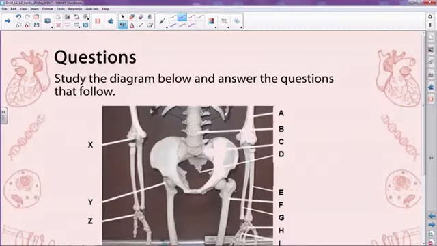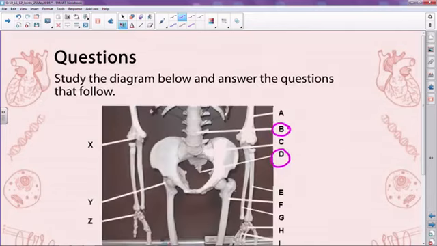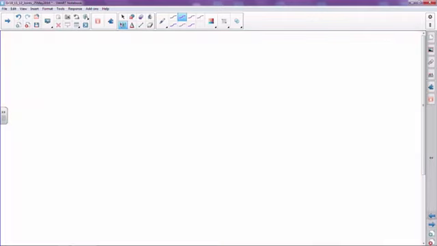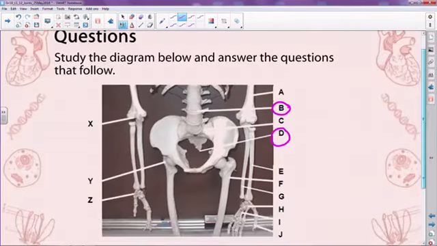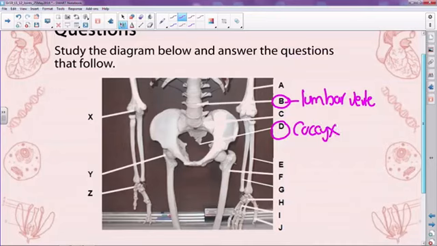Now, the axial skeleton, if you have a look here, you should see number B and number D. The question asked you to give the letters and the names. The letter is B, and the name, the lumbar vertebra. Number D, the coccyx or coccygeal, the coccyx. So there we go, the axial.